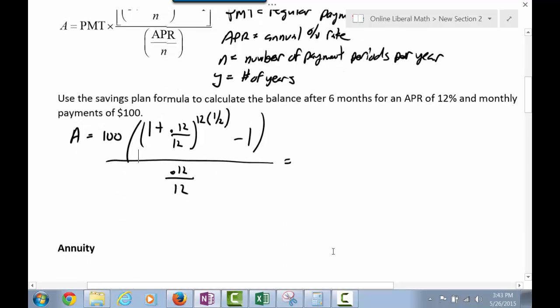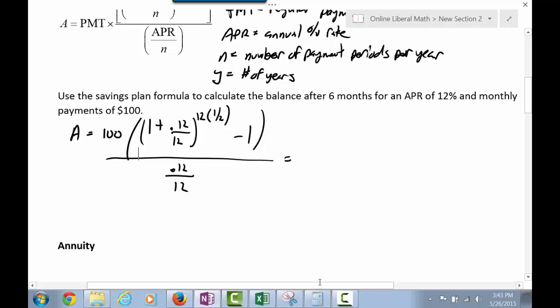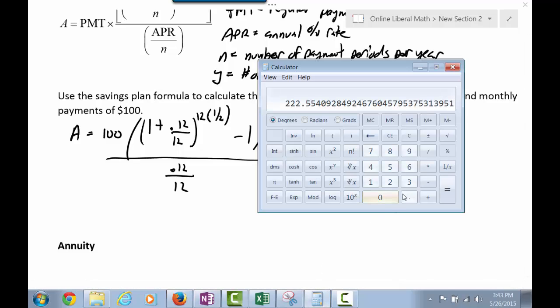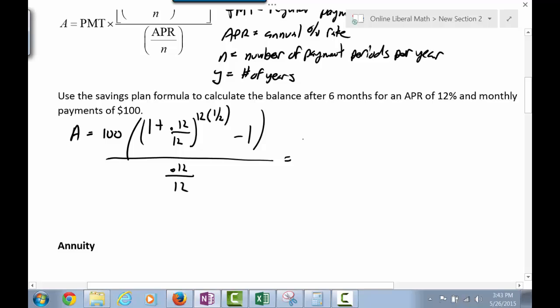So I'm going to rewrite this before we actually get our final answer. I'm going to start with that 0.12 divided by 12, and I get 0.01. So that's something I can simplify in my calculations. So 100 times 1.01, and then 12 times a half is 6, and then that piece is minus 1, and then divide that by 0.01.